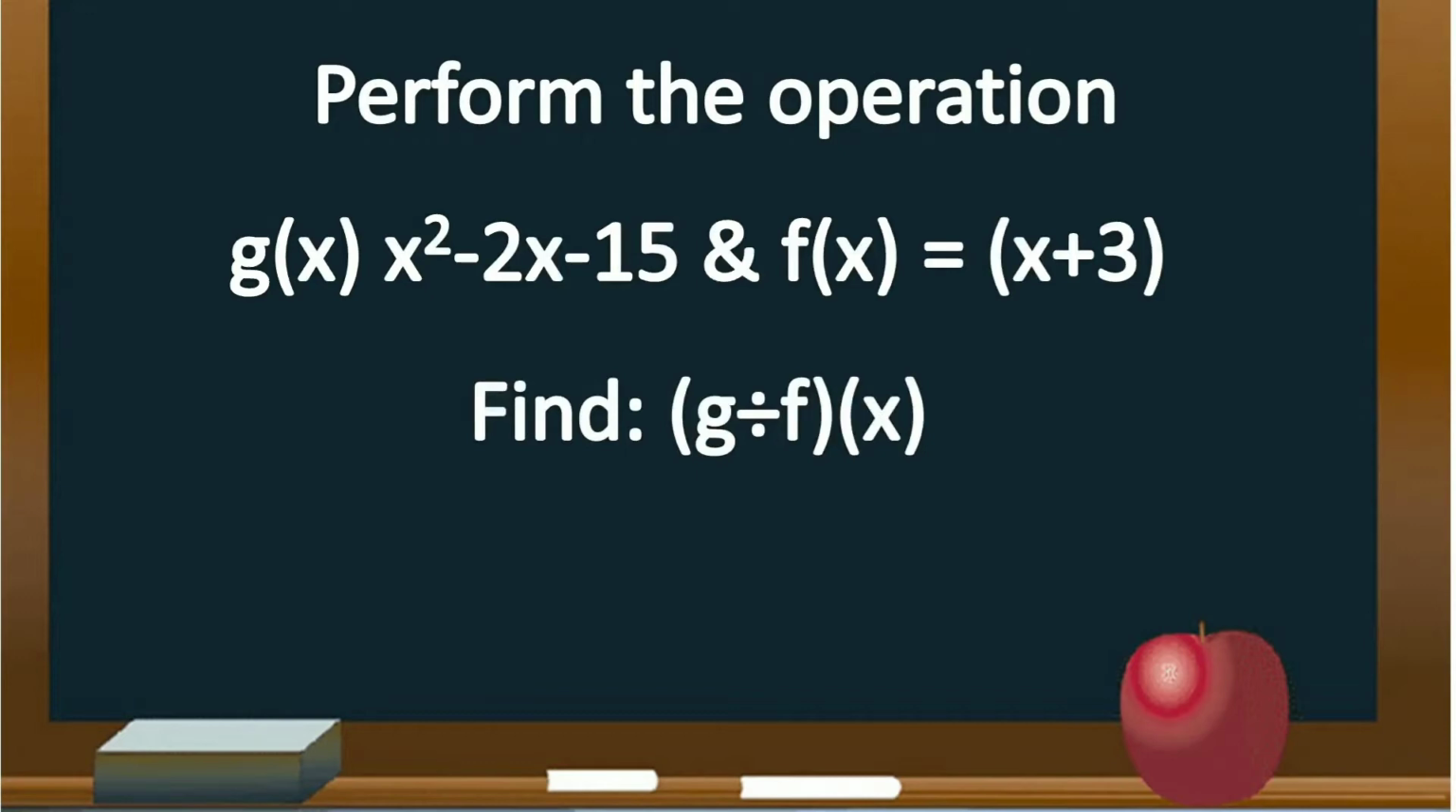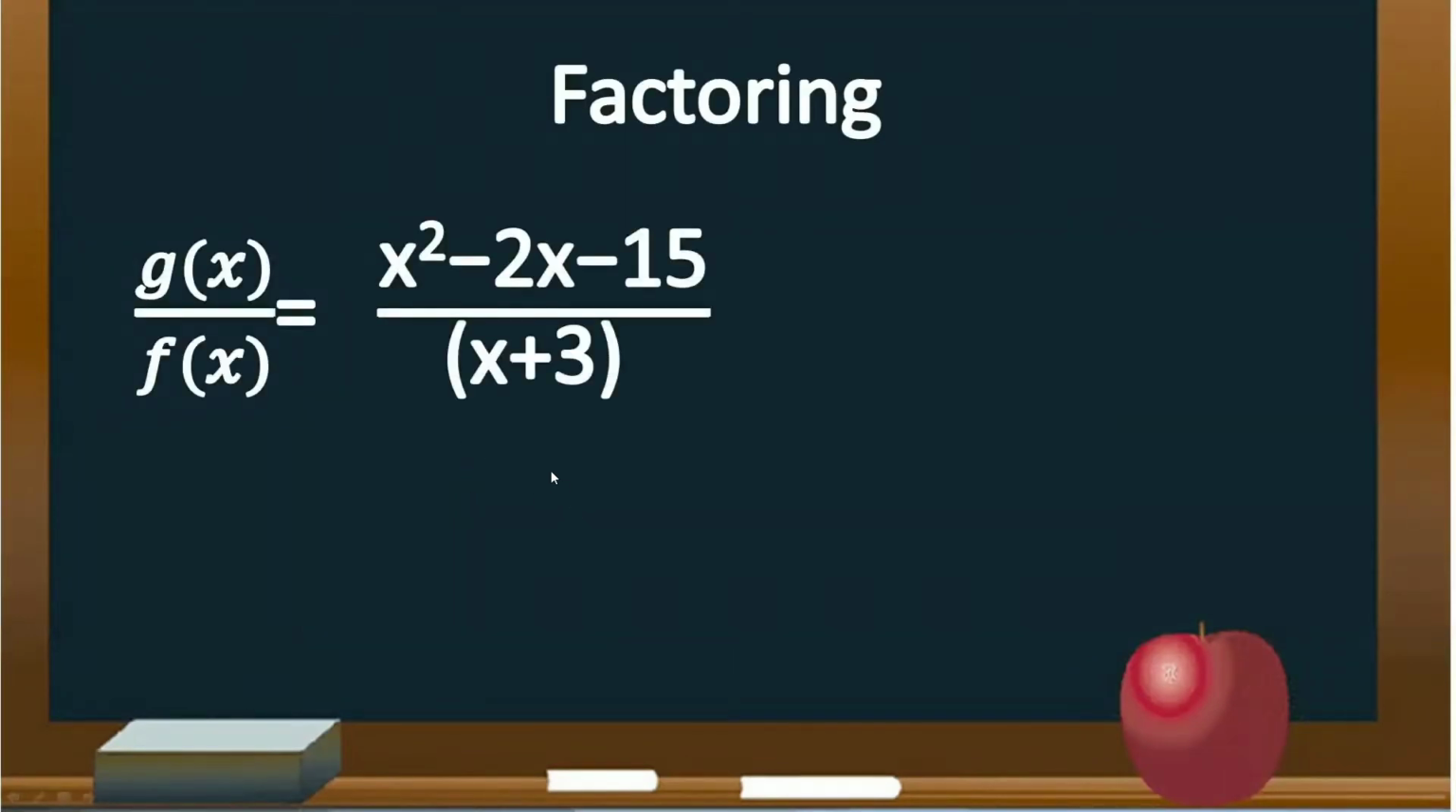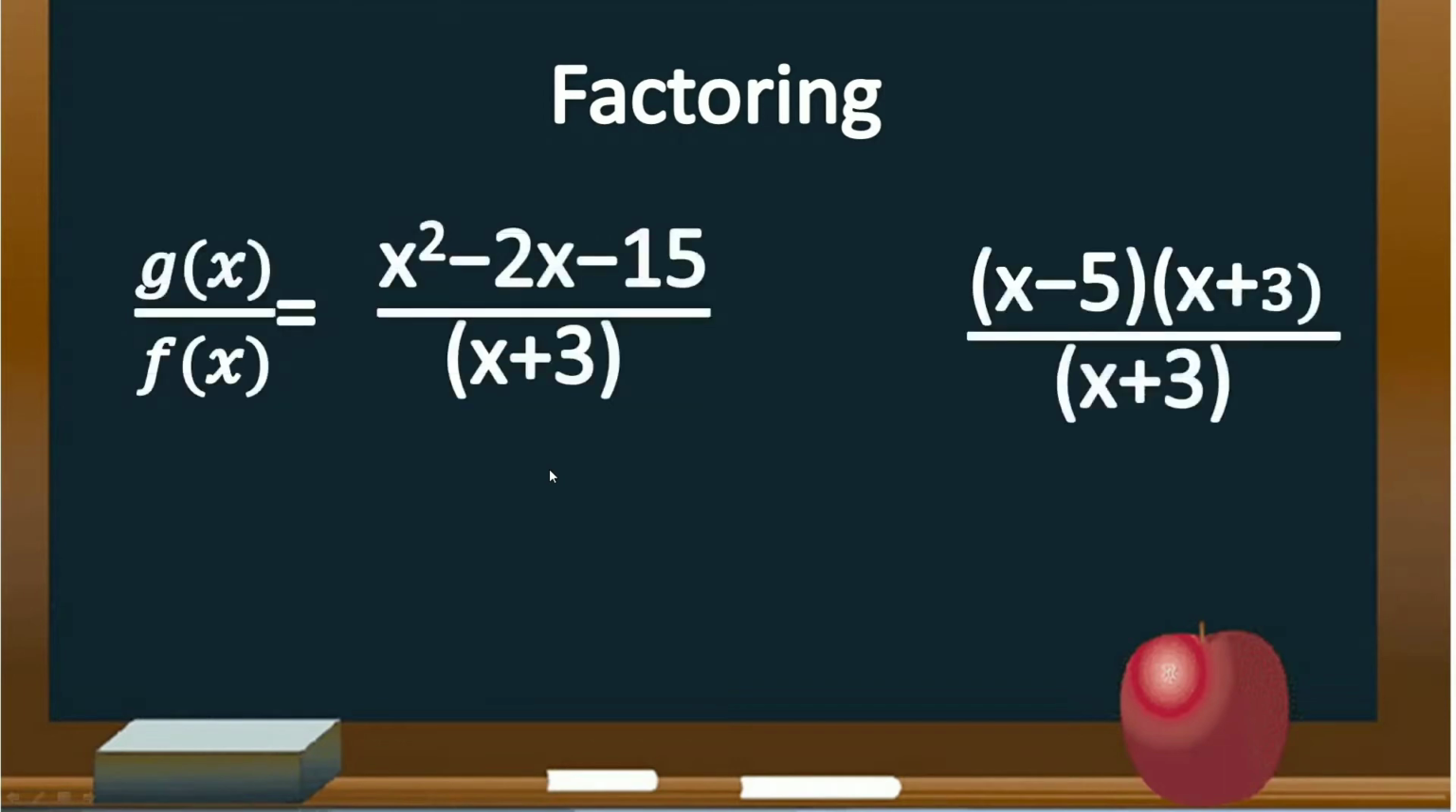So let's say we have g of x that is equal to x squared minus 2x minus 15 and f of x that is equal to x plus 3. Let's say we are to find the quotient of g over f. To find the quotient using factoring, we will first factor x squared minus 2x minus 15. The factors of x squared minus 2x minus 15 are x minus 5 and x plus 3.